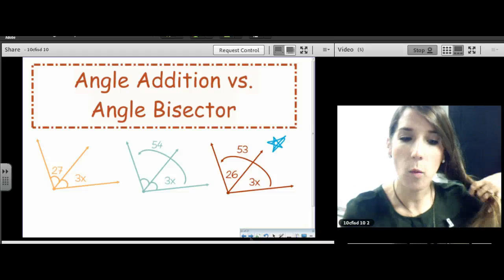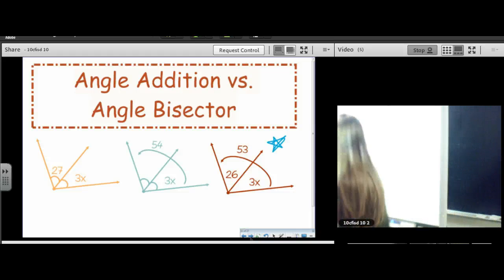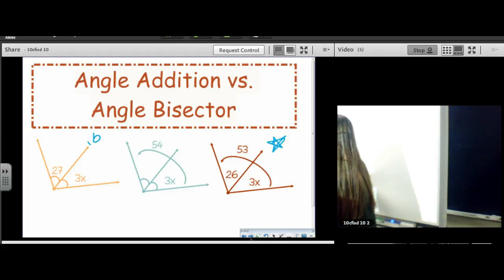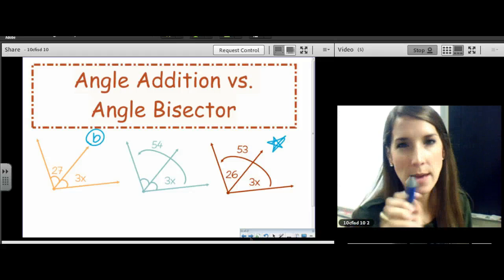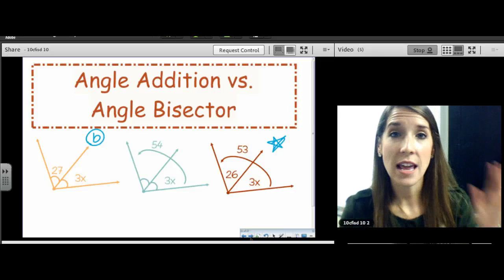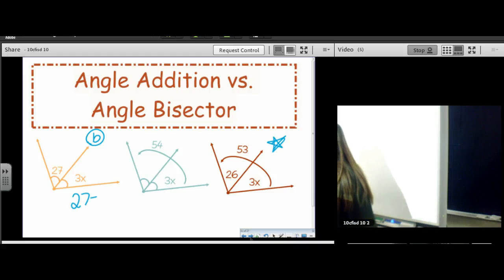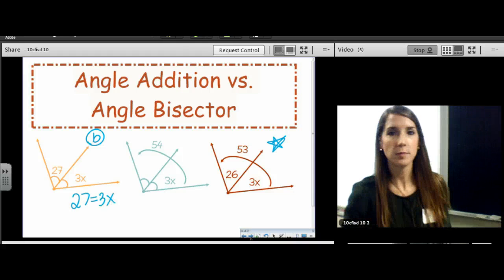So let's talk about what we would do in the first situation. This is an angle bisector. That symbol means bisector, by the way, B with a circle, lowercase b. Since it's an angle bisector and I gave you the half and the half, you would set the half equal to the half.